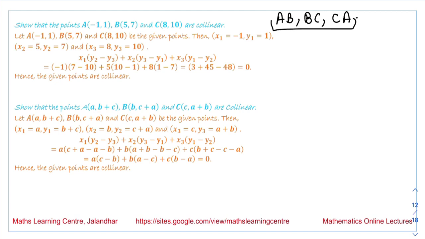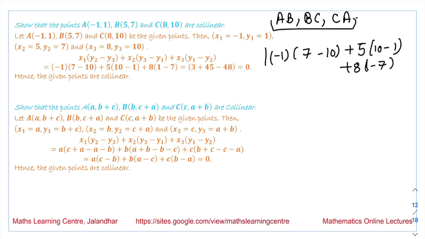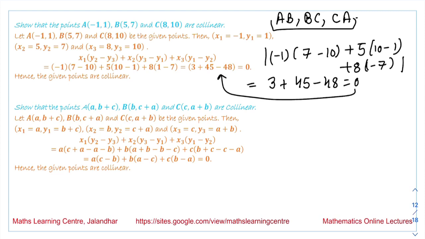So the area of the triangle formed by these three is minus 1 into (7 minus 10) plus 5 into (10 minus 1) plus 8 into (1 minus 7). So the answer we will get is 3 plus 45 minus 48, that is equal to 0. So we are saying if the area of these 3 points is 0, it means these 3 points are collinear.